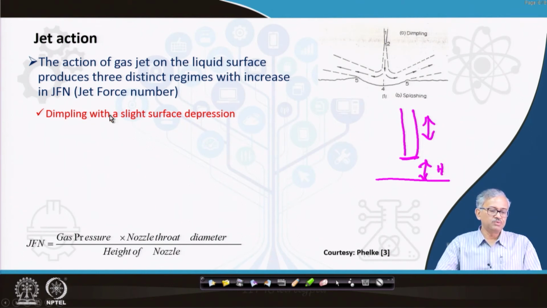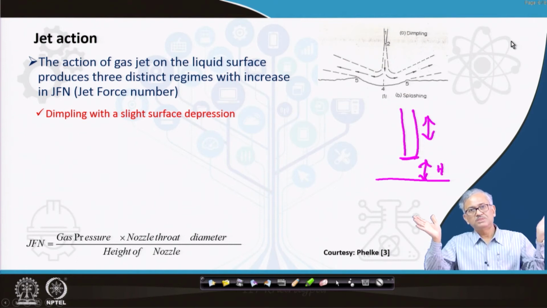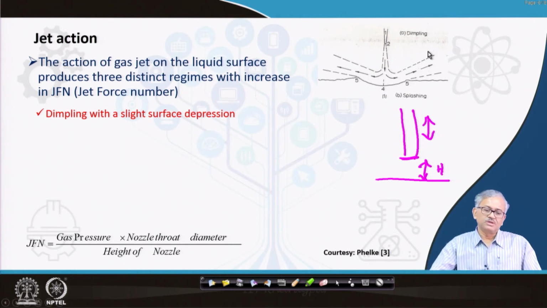One is called dimpling, with a slight surface depression. Here is the nozzle, and whatever the force is, it forms a small dimple, and a lot of splashing of liquid droplets away from it. A very slight depression is there in this case, and the liquid droplets are ejected across and can hit the refractory wall. So this is not a very good condition. Liquid droplets can be ejected and directly hit the refractory wall.